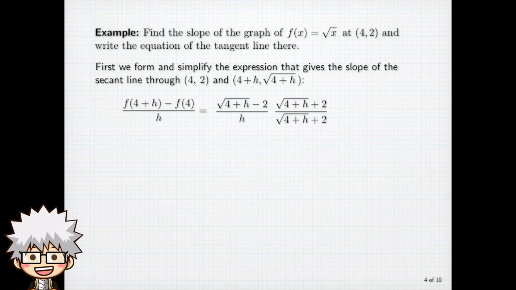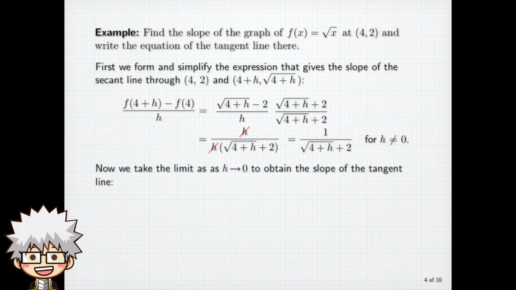Next, we'll multiply the numerator and denominator of the fraction by the square root of 4 plus h plus 2. This makes the numerator 4 plus h minus 4, so we can get rid of the 4's, and then we have h divided by h, which is 1, and so the difference quotient is equal to 1 divided by the square root of 4 plus h plus 2 for all h other than 0. So now we take the limit as h goes to 0 and obtain the slope of the tangent line.